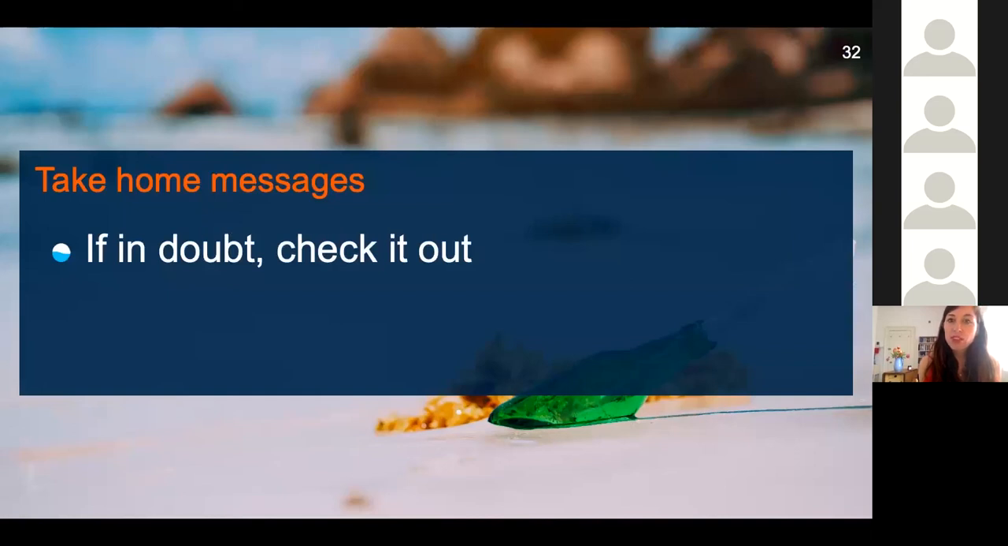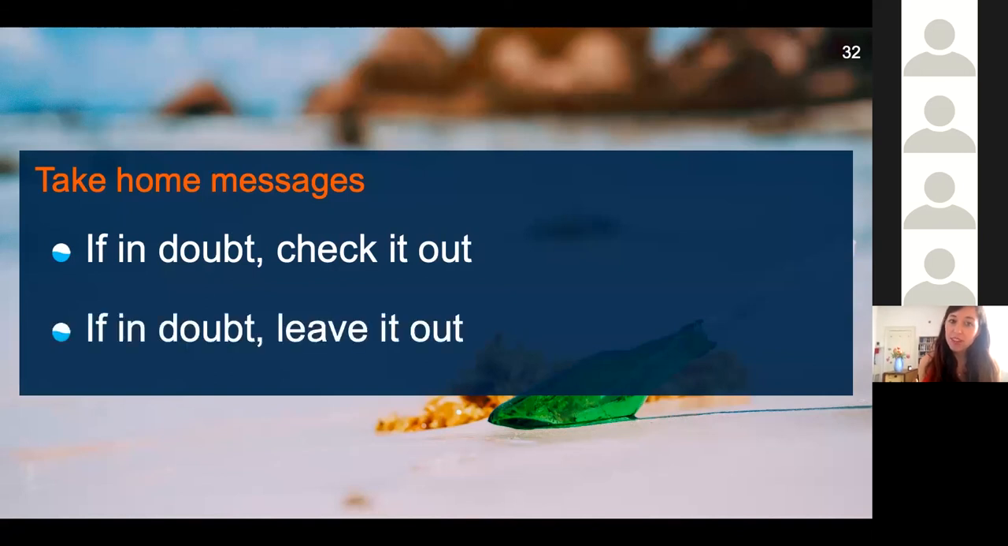My 2 take-home messages are if in doubt, check it out. So if there's something you're not sure of, make sure you check it out in advance. Do not leave it to chance. If in doubt, leave it out. So prune your language and also go through every paragraph, sentence, everything to make sure it's all necessary to answer your question.